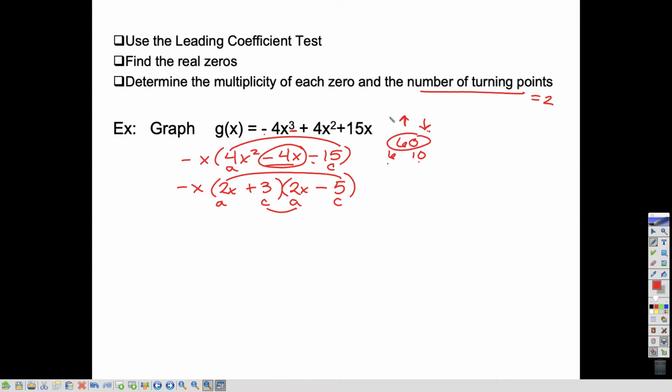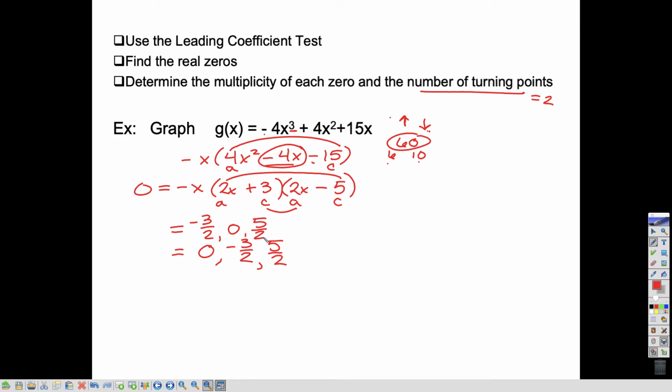Okay, so now I have to set every single thing equal to what? 0. So I get 0. And then I would subtract 3, divide by 2, so negative 3 halves. Add 5, divide by 2. I'm just solving the equation for x. I'm going to have 2 turning points because it's n minus 1, right? Yeah. And I always like to write them in order.